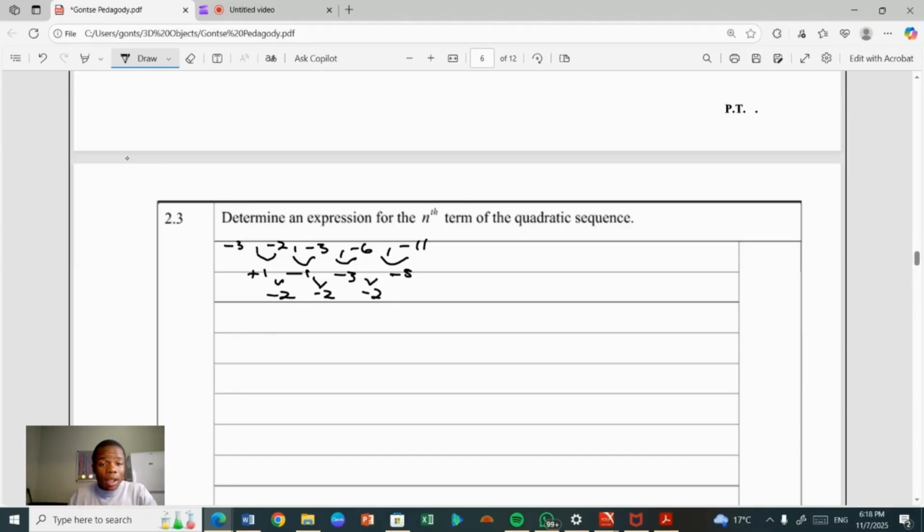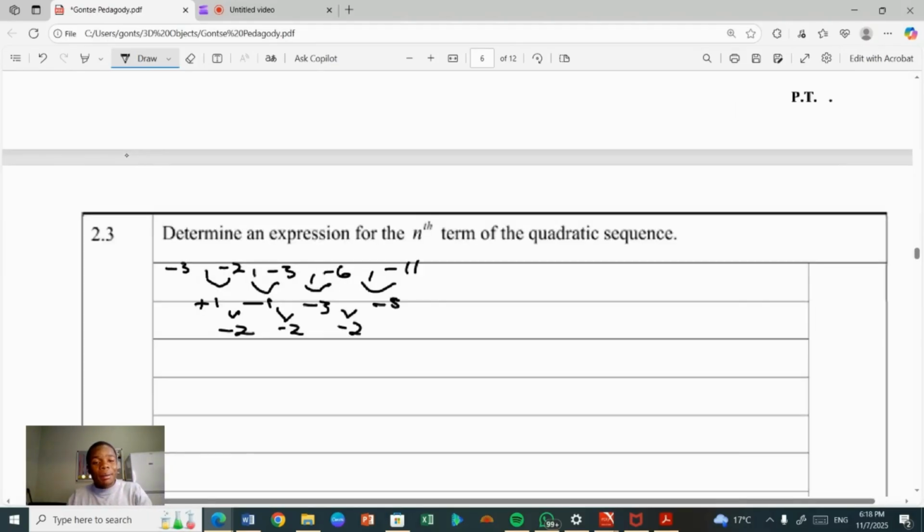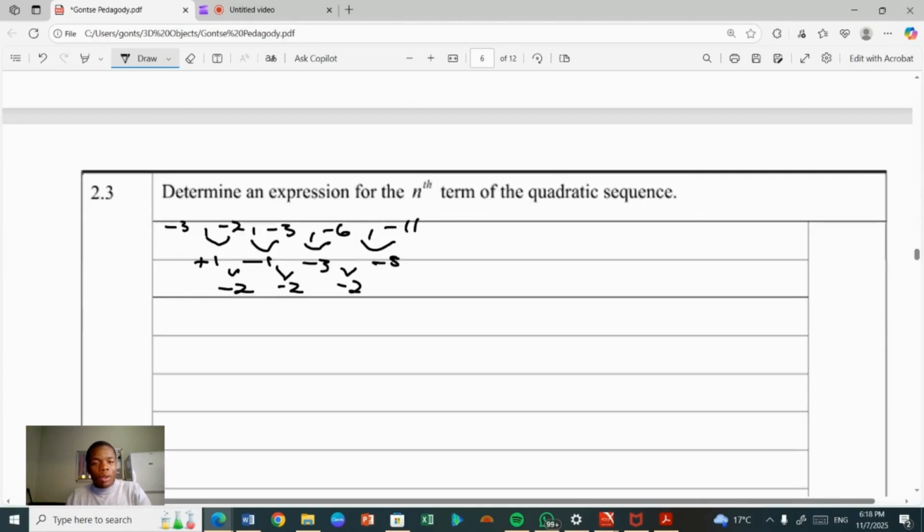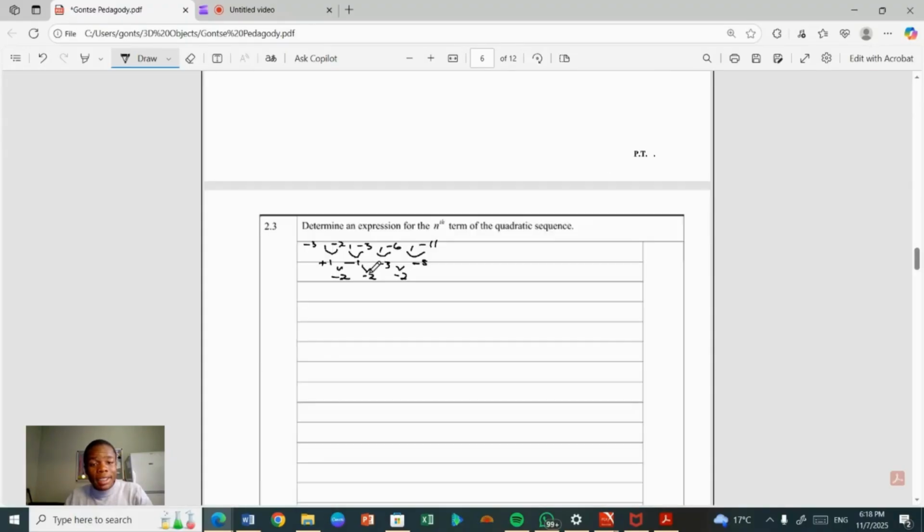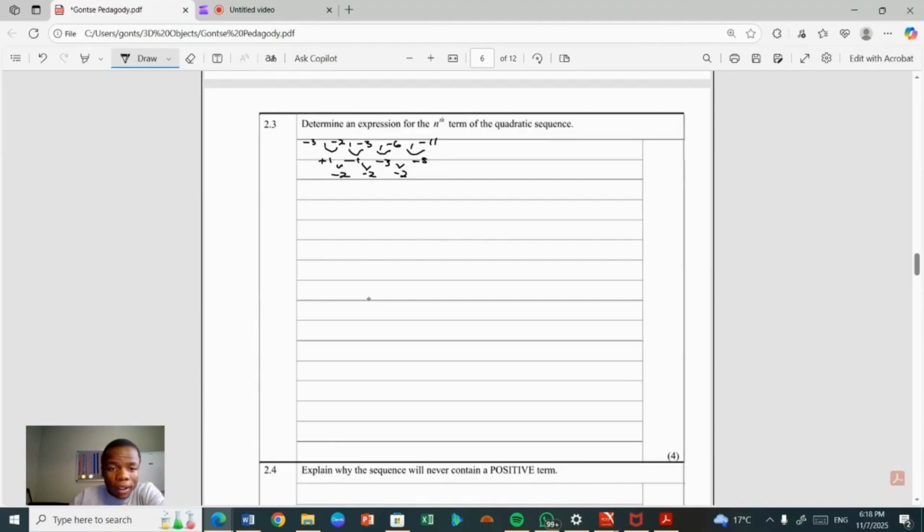Then from here, let's say determine the nth term, right? When you determine the nth term, you must always know these formulas: 2a is equals to the second difference, and then 3a plus b is equals to the first difference. Then a plus b plus c is equals to the first term.